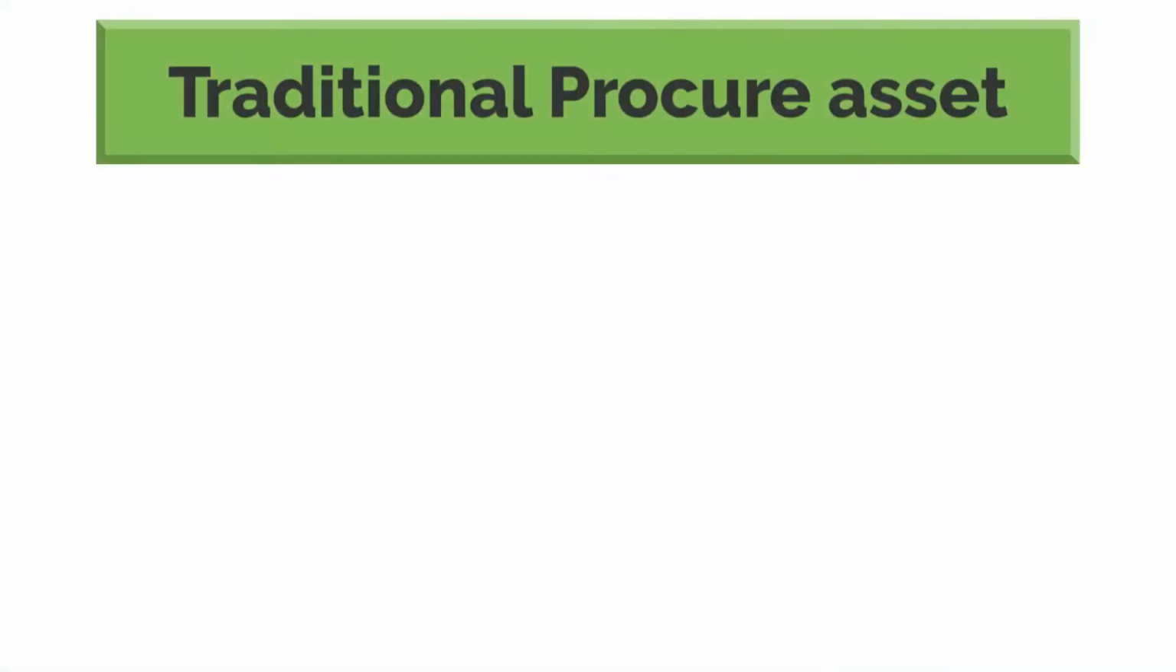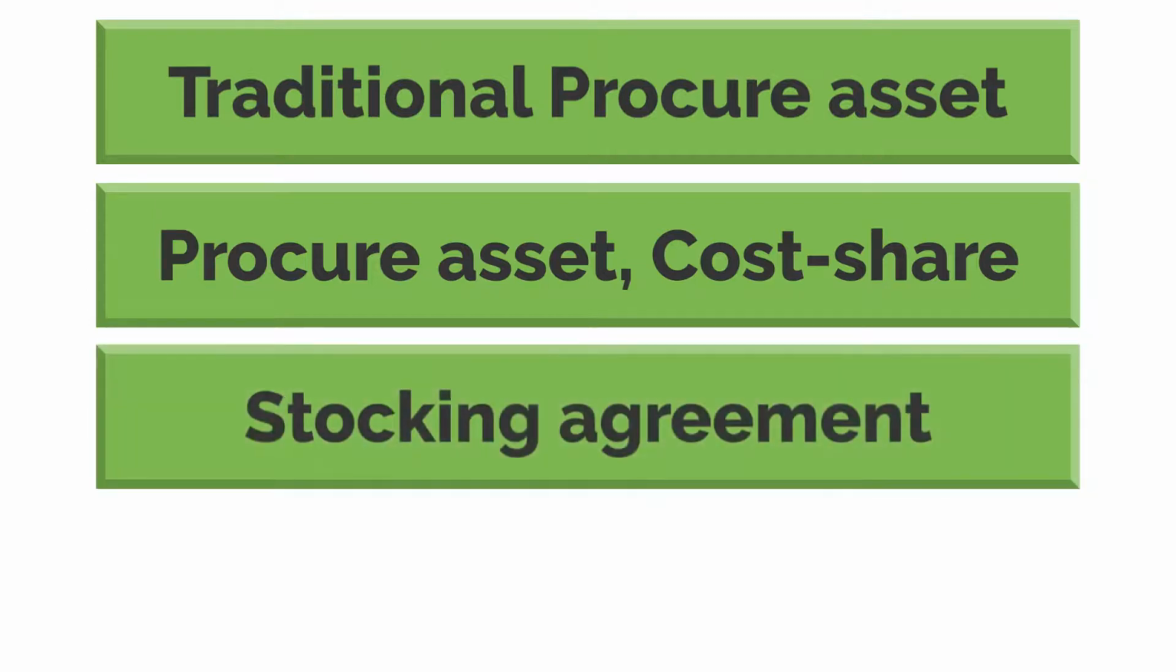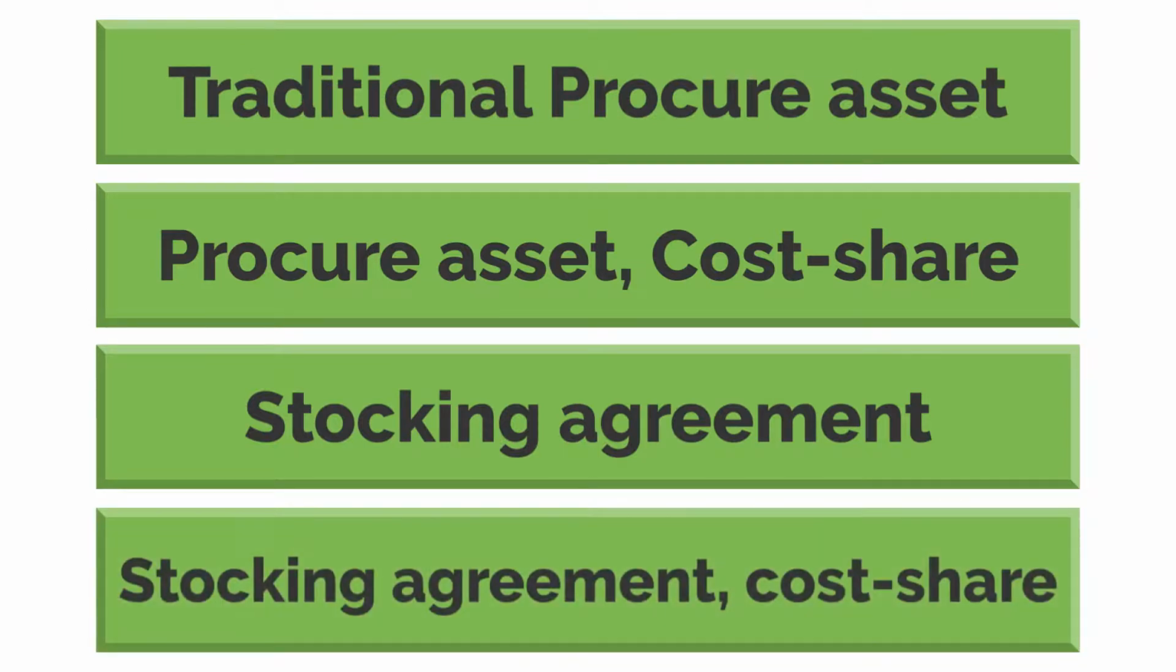Traditional: procure asset and store within their own facilities. Procure asset cost share: share costs with other water utilities with similar risk profiles for the critical asset. Stocking agreement with the supplier, who will purchase and hold the asset for a fee. Stocking agreement cost share with other entities sharing the supplier's stocking fee.